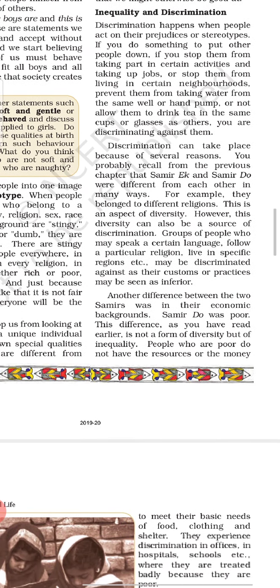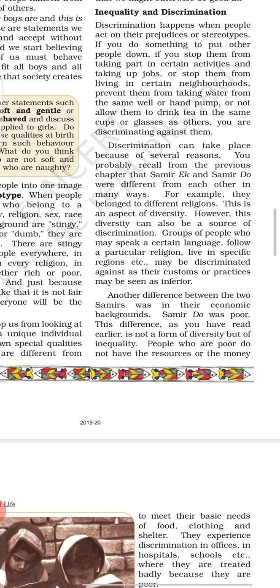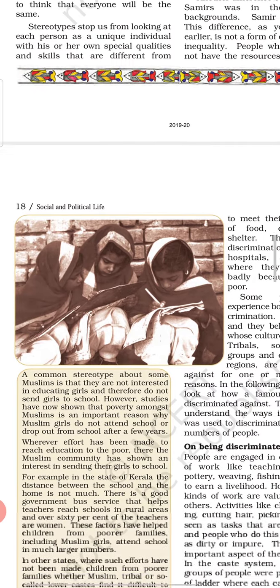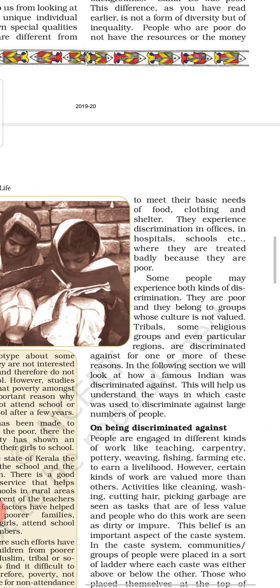Okay. Another difference between the two Samirs was in their economic backgrounds. Samir Do was poor. This difference, as you have read earlier, is not a form of diversity but of inequality. People who are poor do not have the resources or the money to meet their basic needs of food, clothing, and shelter. They experience discrimination in offices, in hospitals, schools, etc., where they are treated badly because they are poor.